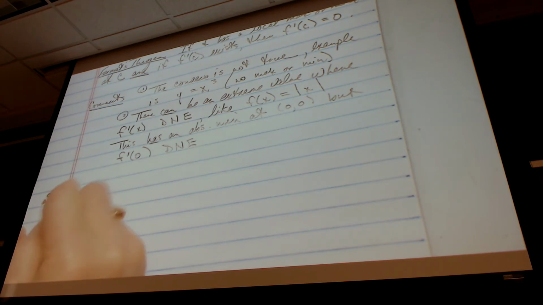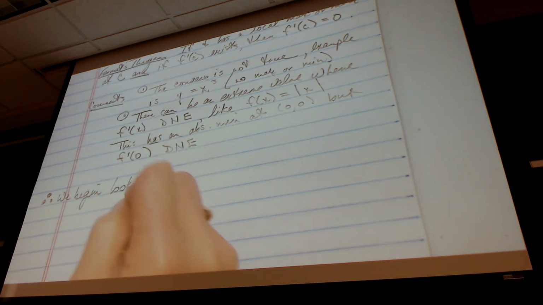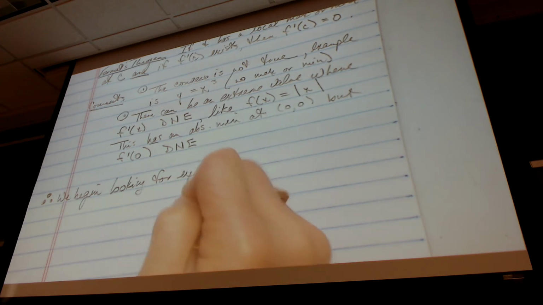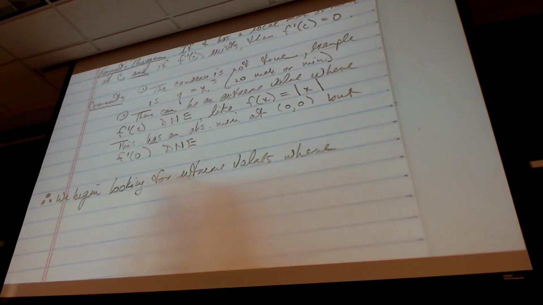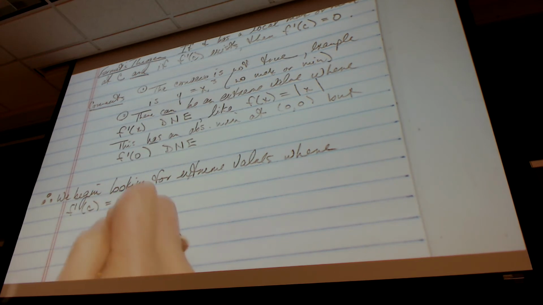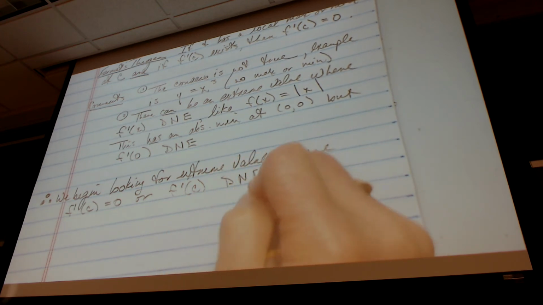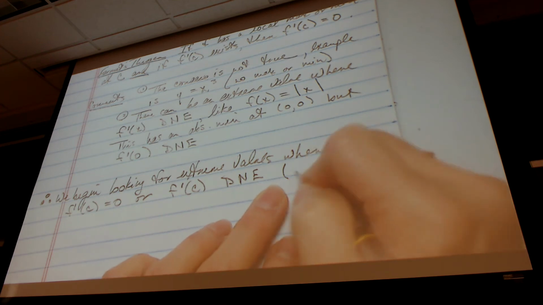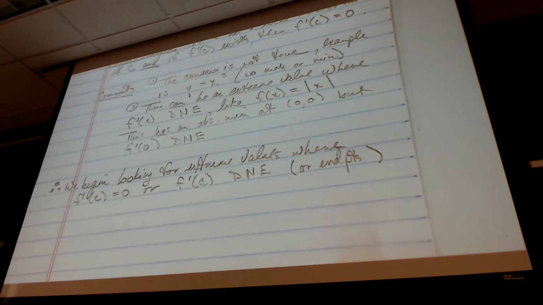Therefore, number 3, we begin looking for extreme values where either f prime of c is 0 or f prime of c does not exist. And I'm going to put a little addition here, or endpoints. If you have something like that polynomial that I showed you that's defined on a closed interval, then we would look at those endpoints too. Remember, the absolute max of that thing was up at one of those endpoints.